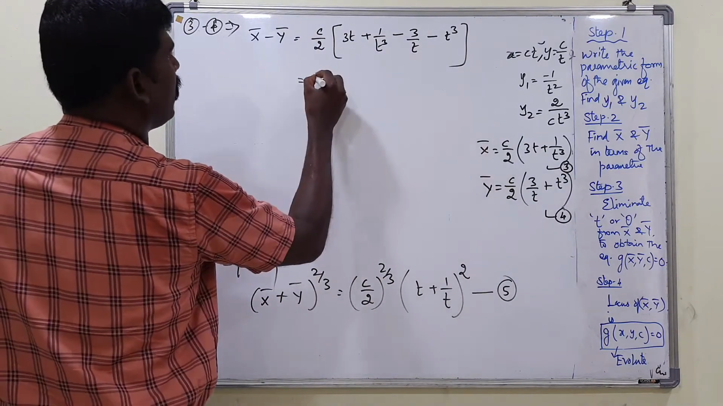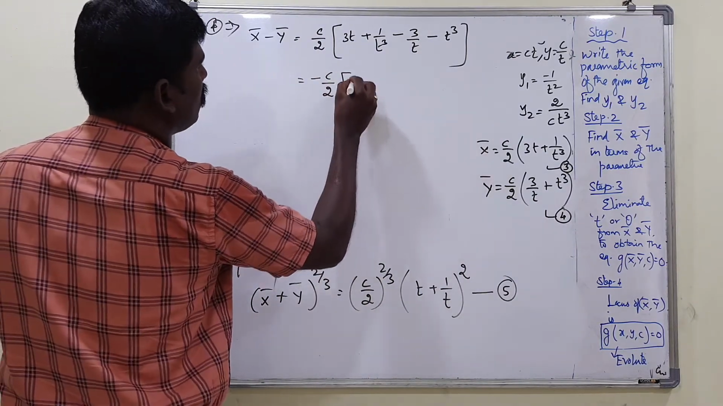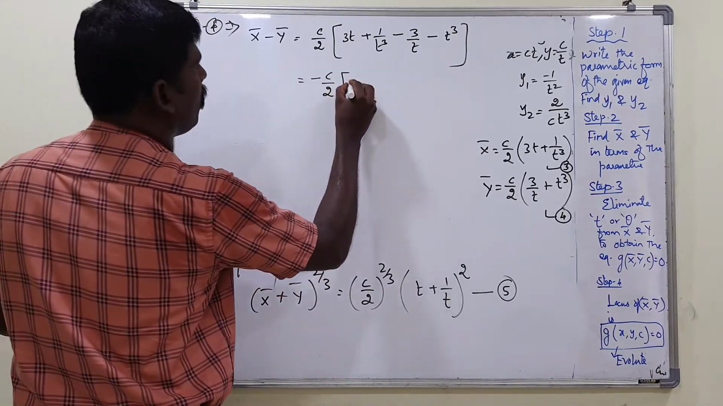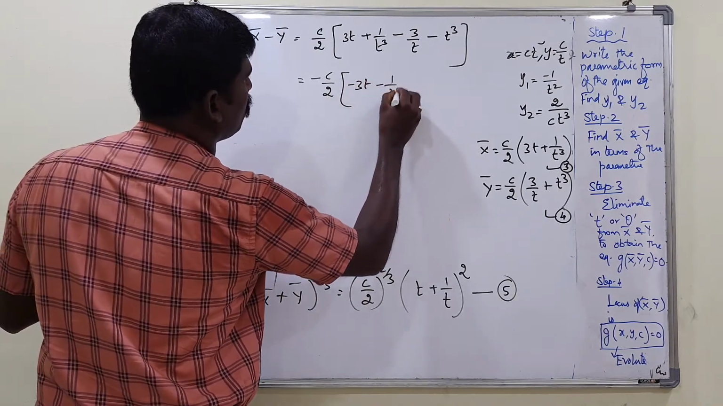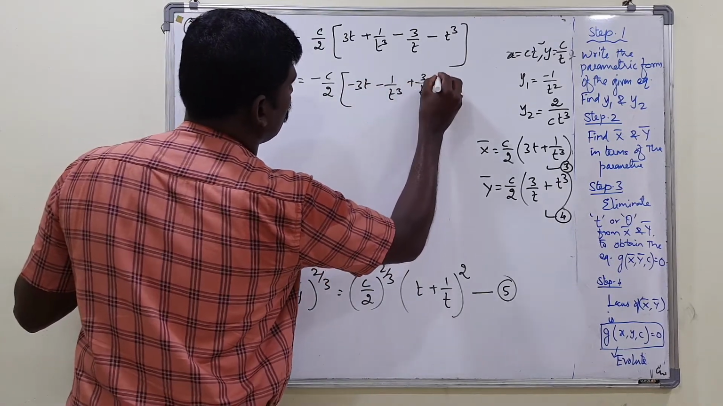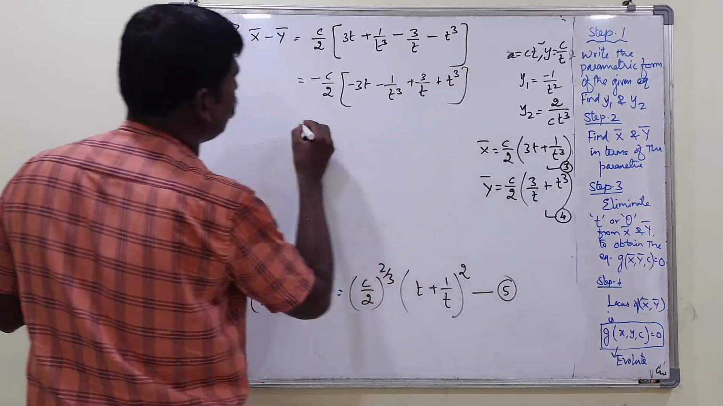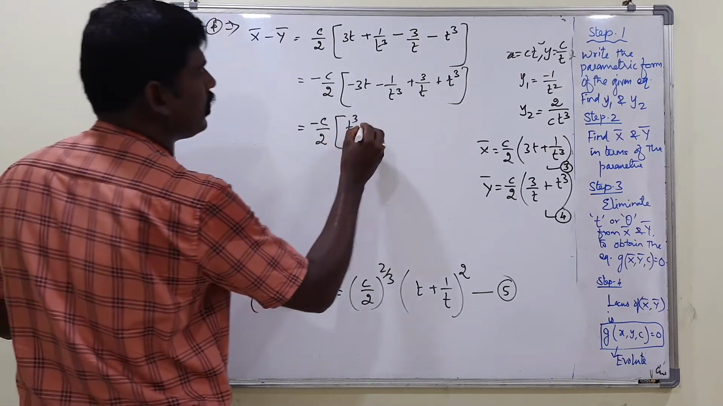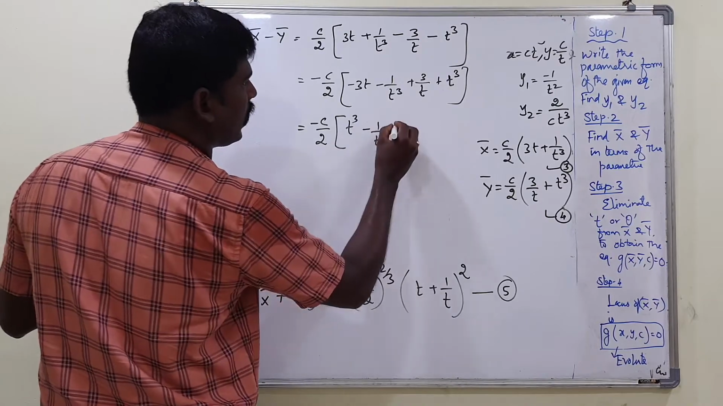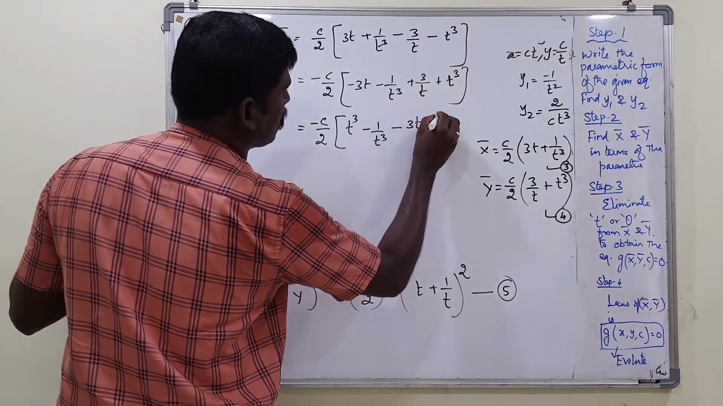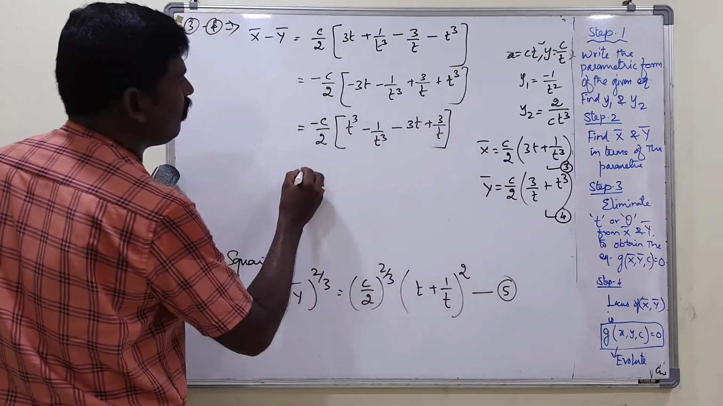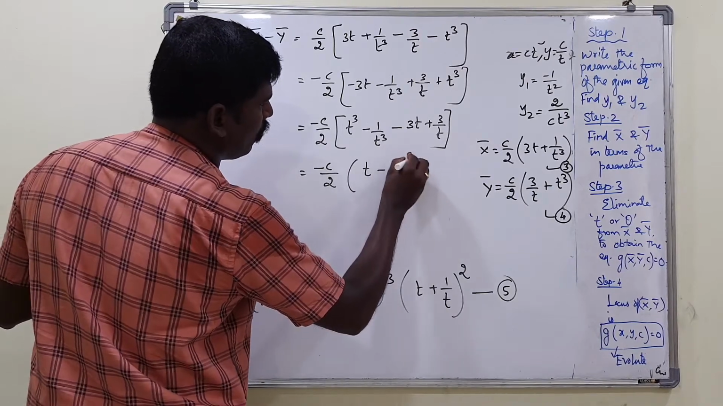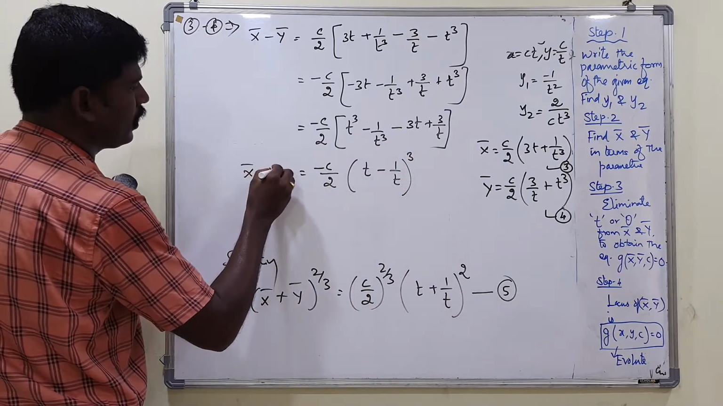Now I am taking minus as common from these terms, so t³... I write one more step: minus [3t − 1/t³ + 3/t + t³]. I rewrite these terms inside the bracket by taking t³ as the first term, then minus 1/t³ as the second term, minus 3t plus 3/t. This is the formula for (t − 1/t) the whole cube. This is the value of x̄ − ȳ.